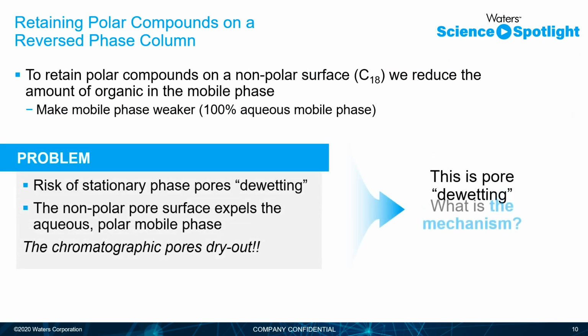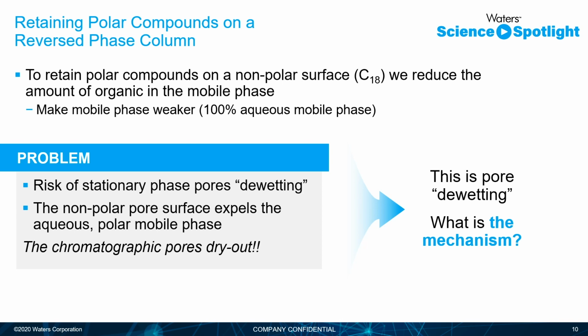Now, by reducing the pore diameter, we were concerned about the possibility of the stationary phase de-wetting. We knew that to retain polar compounds on a non-polar surface like a C18, typically the approach is to reduce the amount of organic in the mobile phase. Typically, scientists will make the mobile phase as weak as possible or 100% aqueous. But again, the risk is the potential problem of the stationary phase de-wetting. The non-polar surface expels the aqueous mobile phase. The chromatographic pores actually dry out. And again, this is called pore de-wetting.